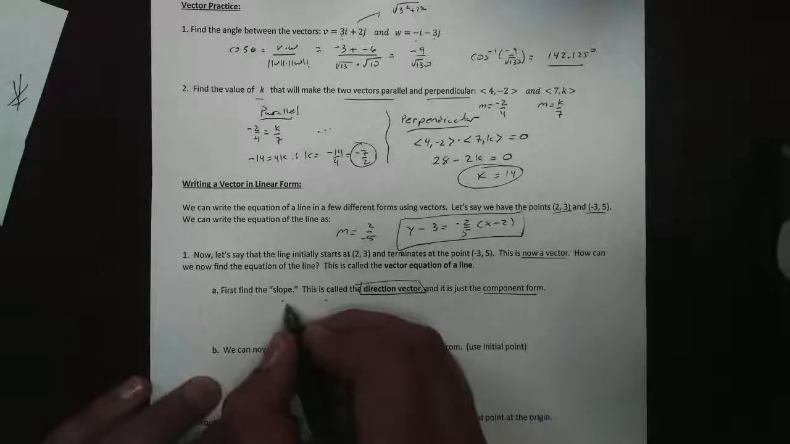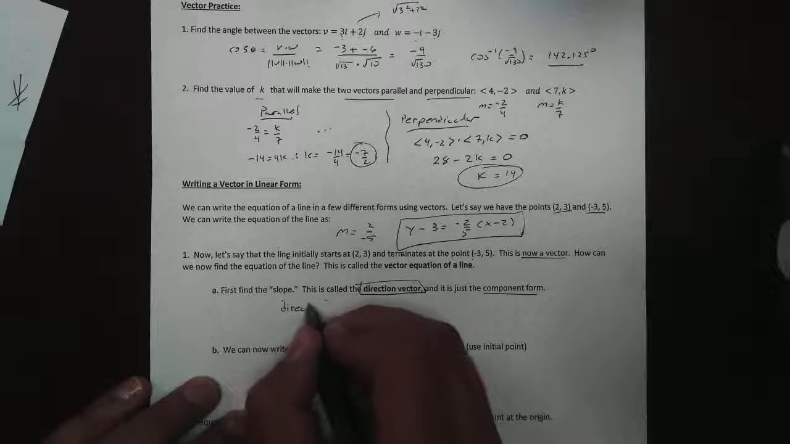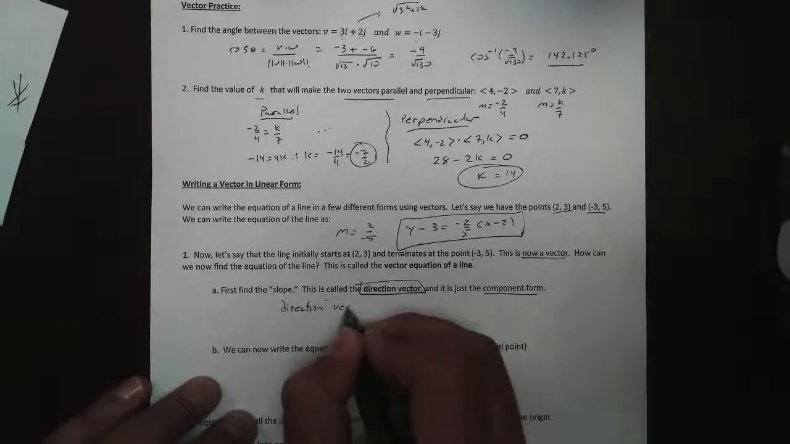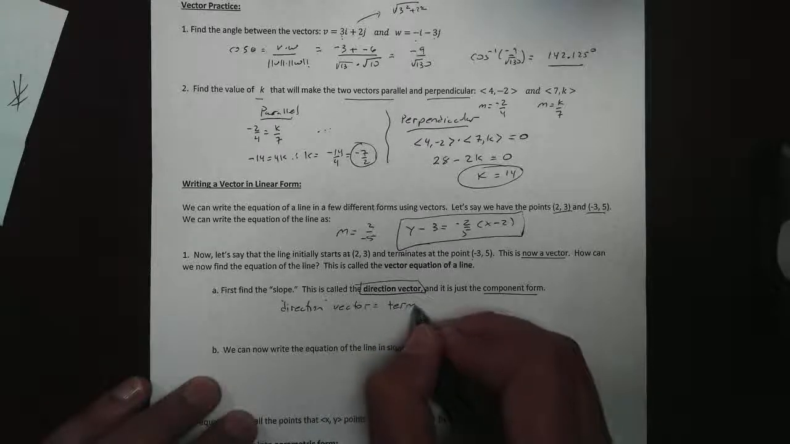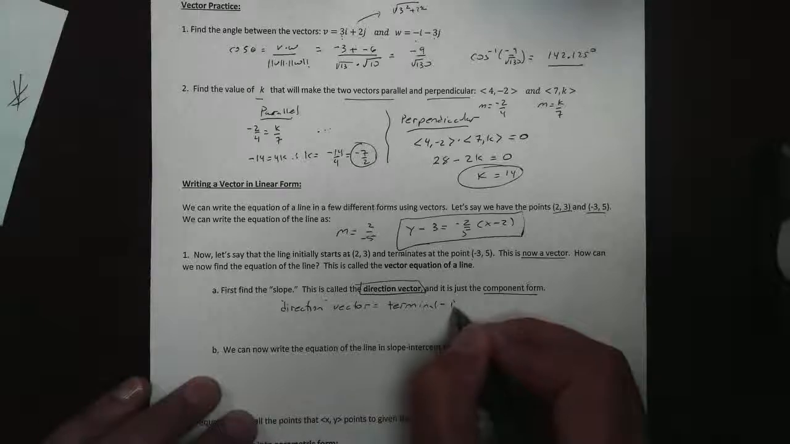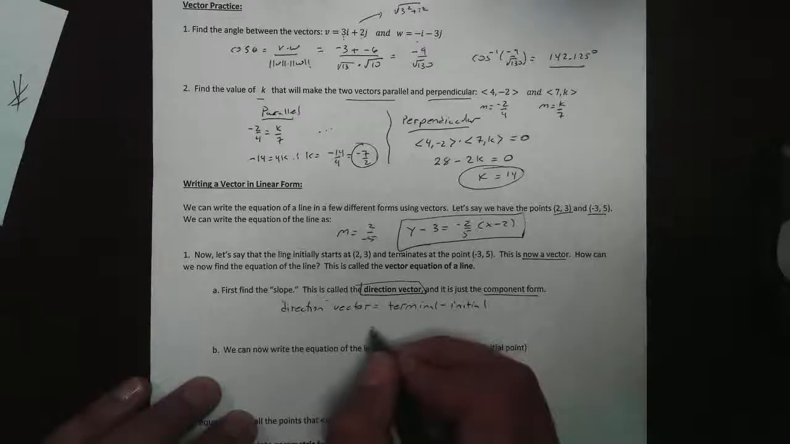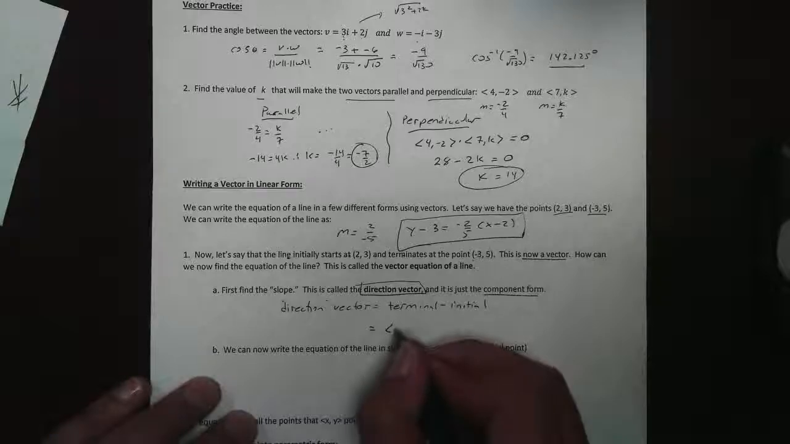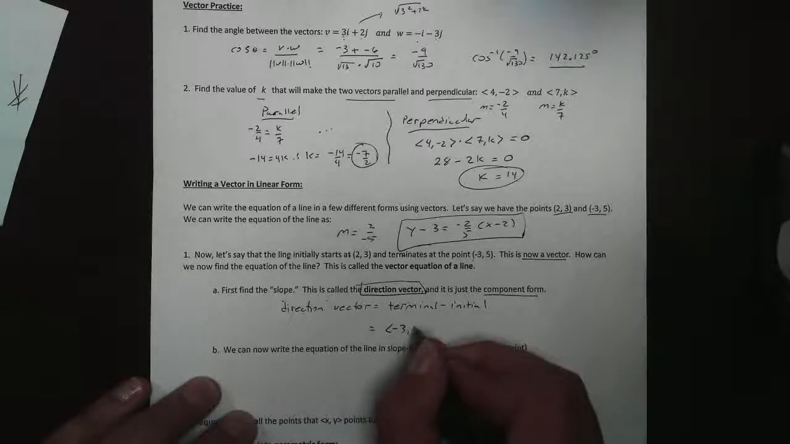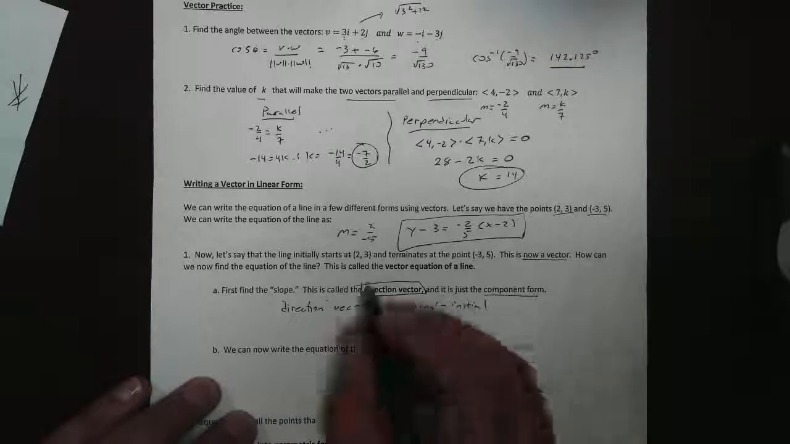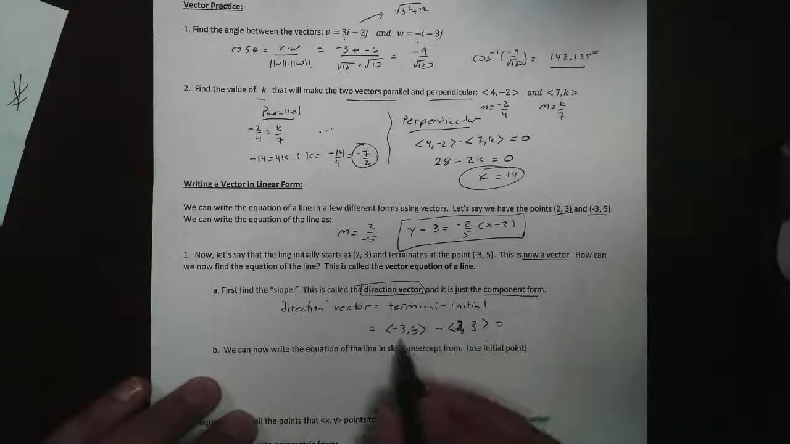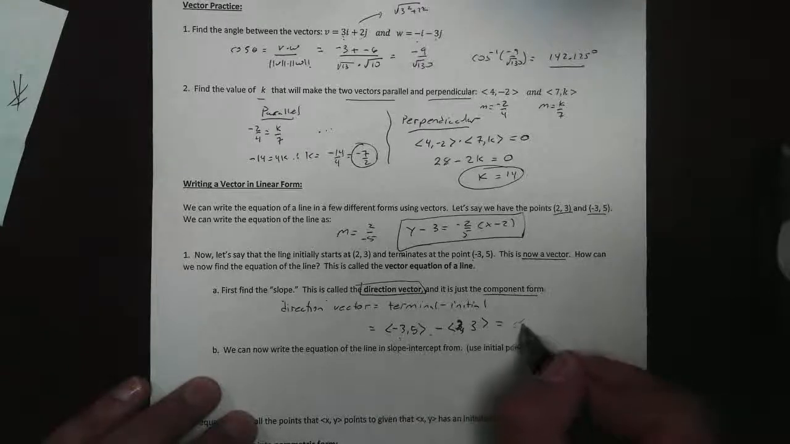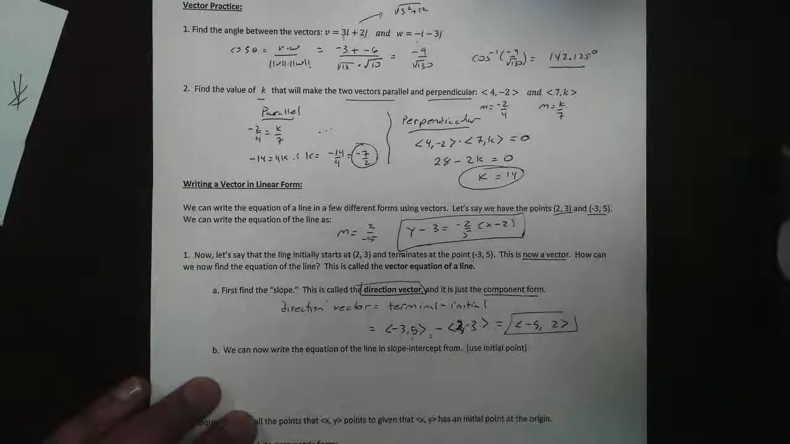So remember, to get the component form, or our direction vector, we are going to take where we ended up, the terminal point, minus where we started, the initial point. So, ready? We terminated at the point (-3, 5), minus the initial, which was this (2, 3). If I simplify that, negative 3 minus 2 gives us negative 5, and 5 minus 3 is 2, and there is our direction vector.